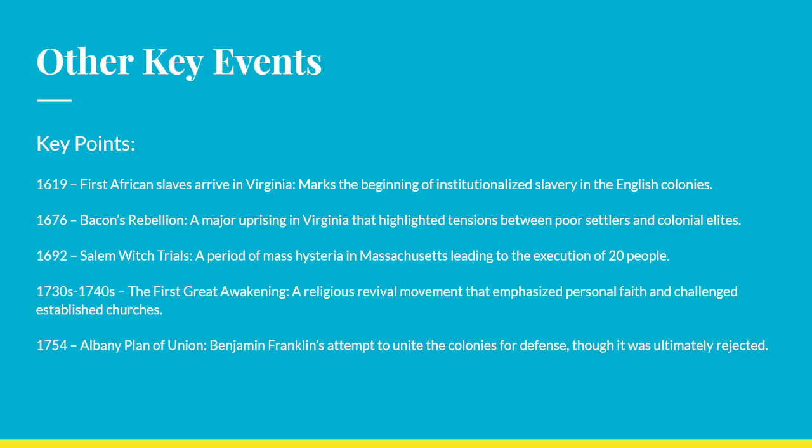We'll also look at some of the other key events that aren't necessarily tied to salutary neglect, such as the slave trade, which I talked about in the previous one, so I'm not going to spend a lot of time on it, but institutionalized slavery did begin in the English colonies during this time. Bacon's Rebellion happened, which was a major uprising in Virginia that highlighted tensions between the poor settlers and colonial elites.